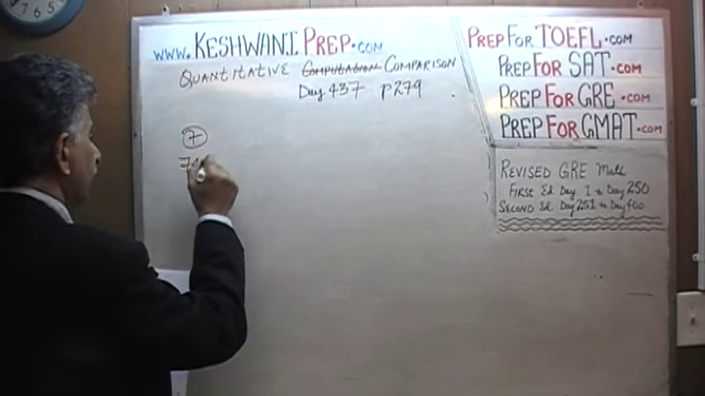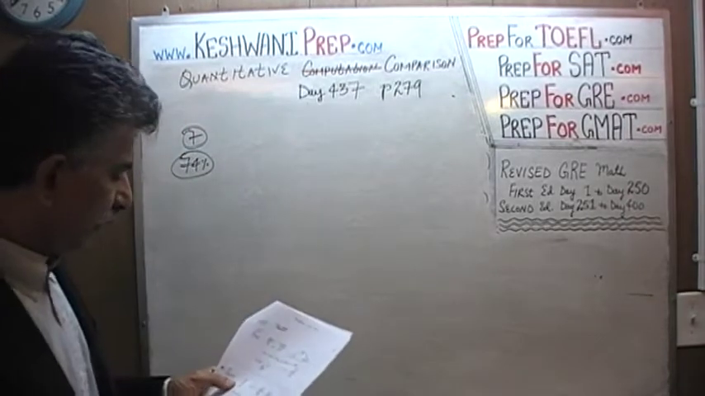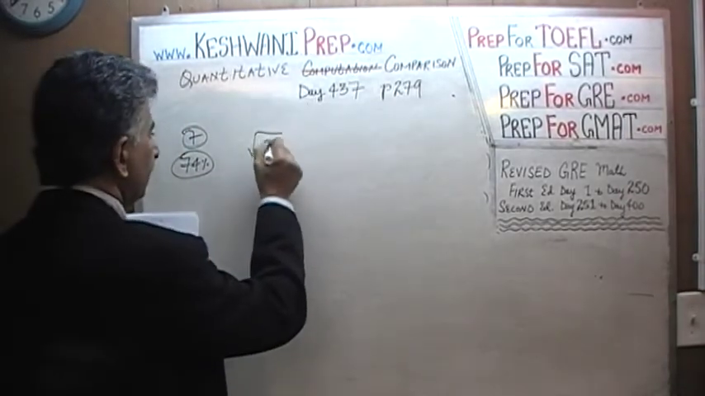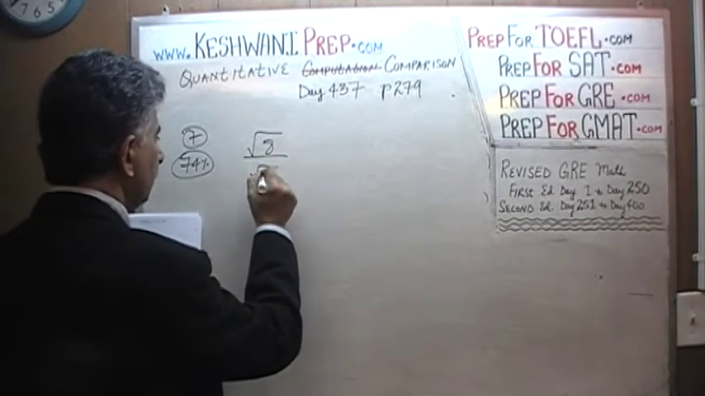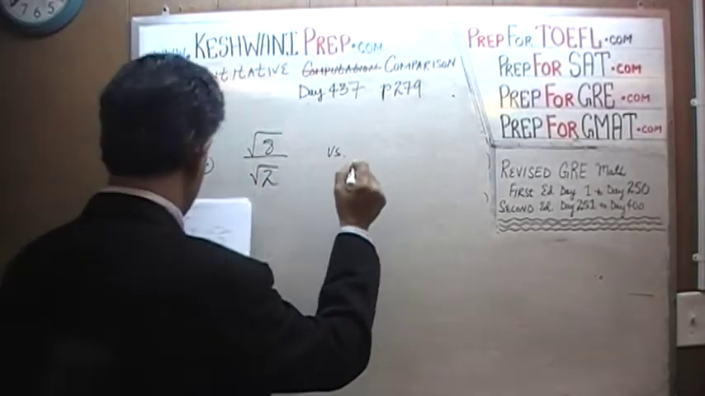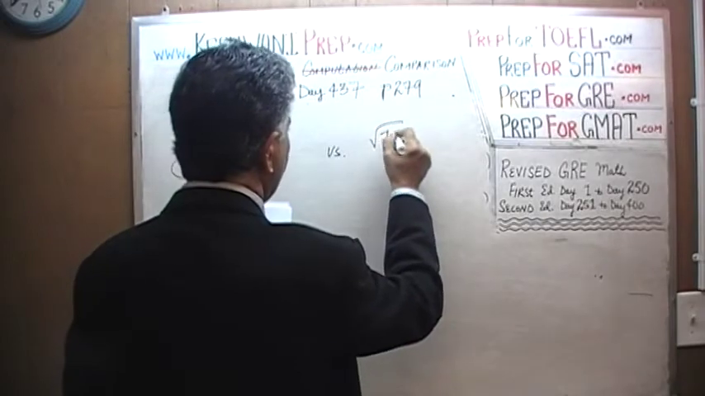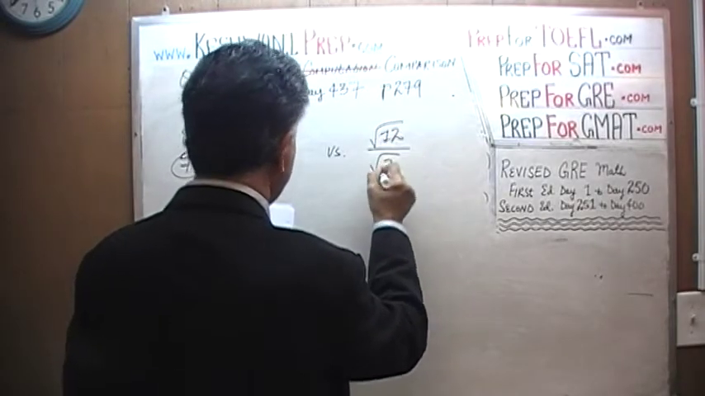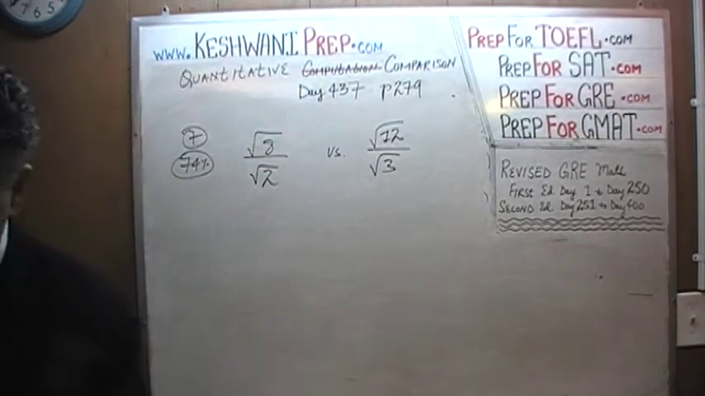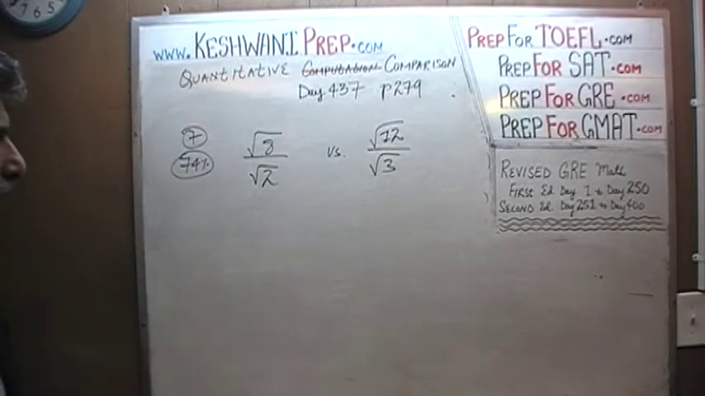74% of the people had no trouble with number 7, 3/4 of the people. Root 8 over root 2 versus root 12 over root 3. I'll give you 2 seconds to pause the video.